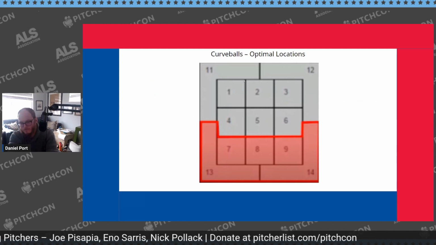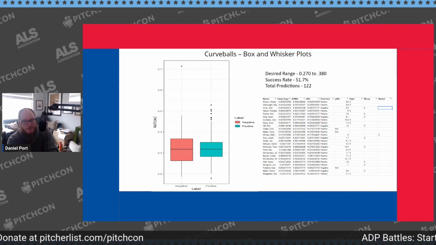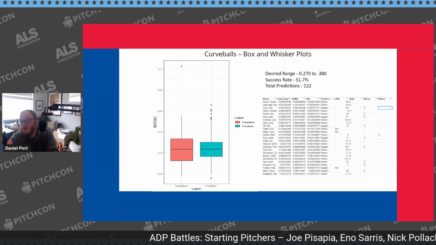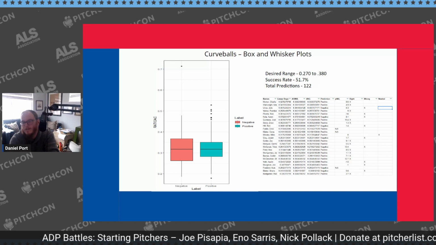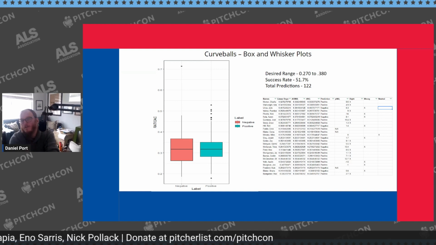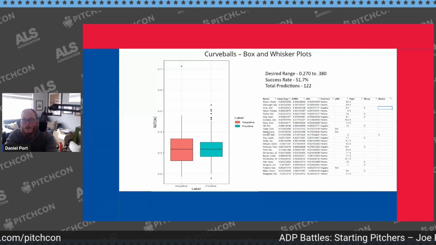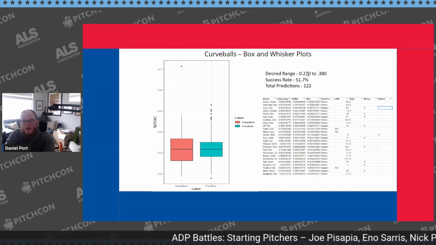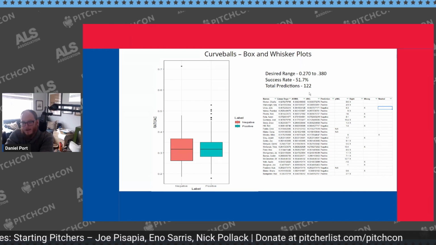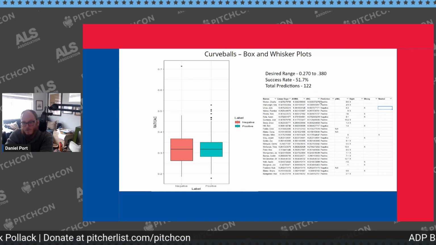Now, curveballs, same locations, right? Something I want to talk about real quick with curveballs. Well, first I'll show you this is the desired range I set. It's very similar to the slider range, which makes a lot of sense. I was much more successful here. It seemed like curveballs had a much more set upper threshold when I used it than sliders did. So I got 51.7% right, which isn't as extreme or as successful as the other pitches, but still where I wanted it to be. Looking at the total predictions, 122 predictions, and like I said, 51.7% of them correct.